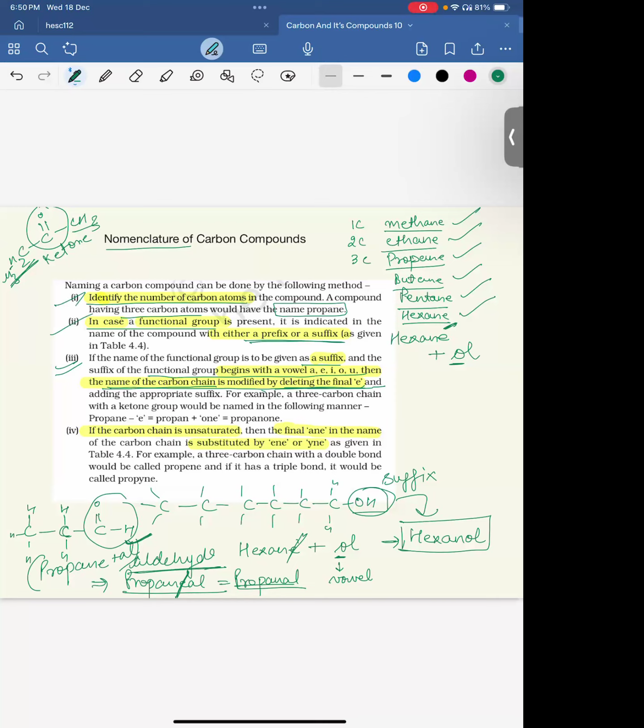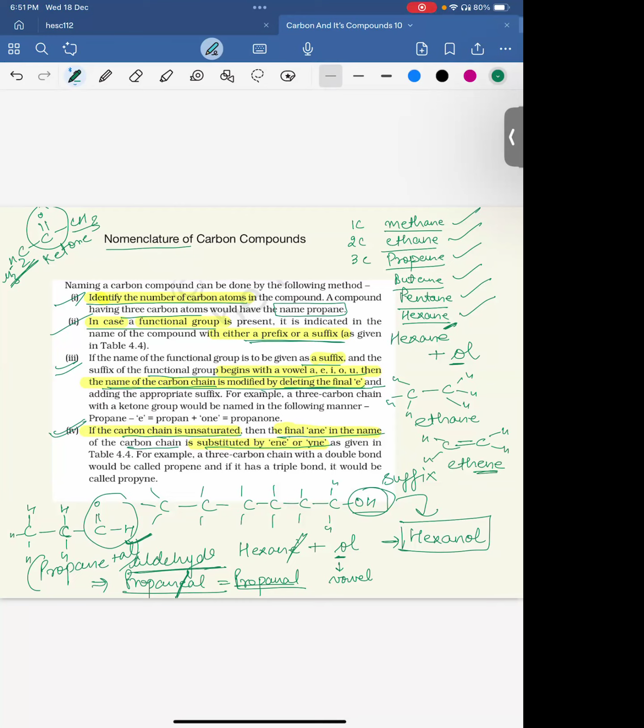So, we are done with 3 rules. The next is if the carbon chain is unsaturated, then the final ane in the name of the chain is substituted by ene or yne. For example, this is simply ethane. Now, what will be its name on the basis of this rule? What will be the name of this compound? Ethene.